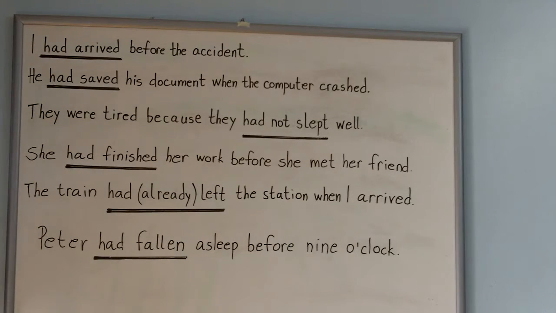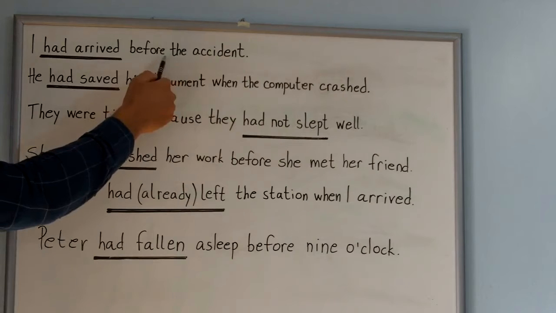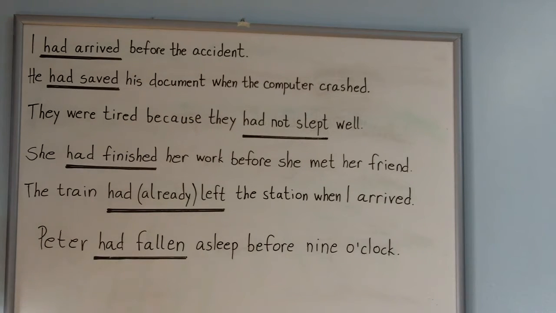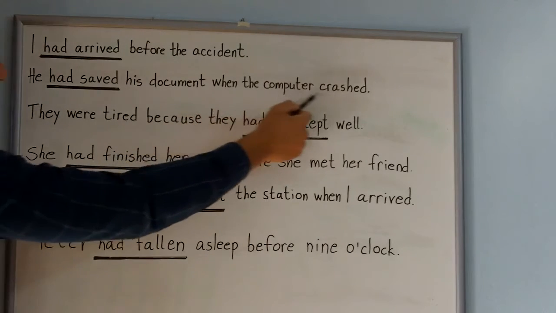I had arrived before the accident. In this sentence, the action had arrived happened before the event, the accident. Remember that we can use the past perfect simple to show that one action happened before another action, event, or even a moment in the past. He had saved his document when the computer crashed. The first action is he had saved the document. The second action is the computer crashed.